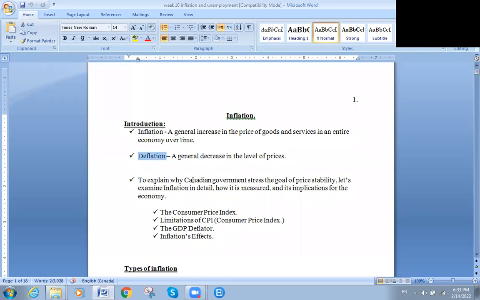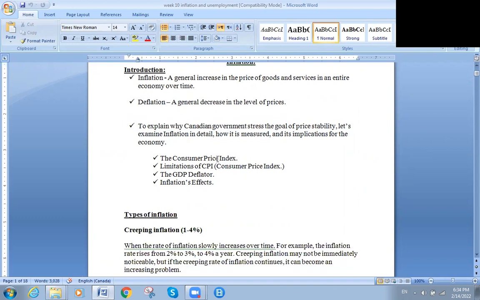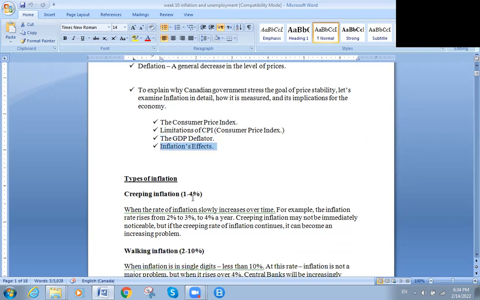To explain why the Canadian government stressed the goal of price stability, it's actually not only the Canadian government, it's any government in the world. They would like to have price stability. Let's examine inflation in detail, and how it is measured. So we'll see what we mean by the Consumer Price Index, the CPI, the GDP deflator, and inflation's effect.